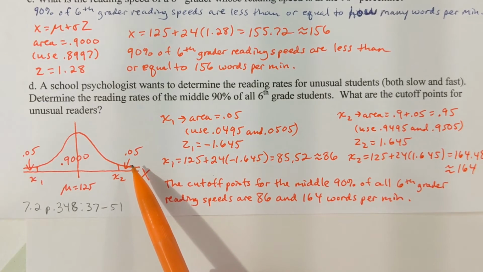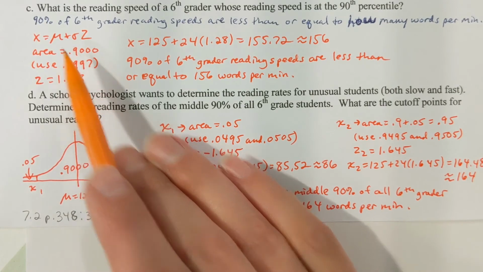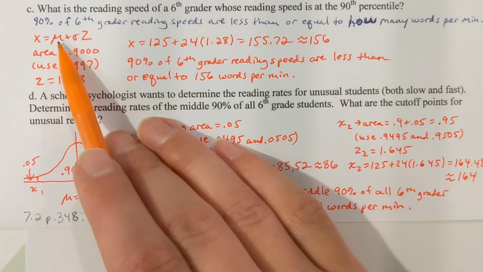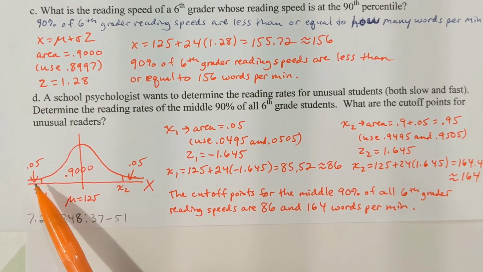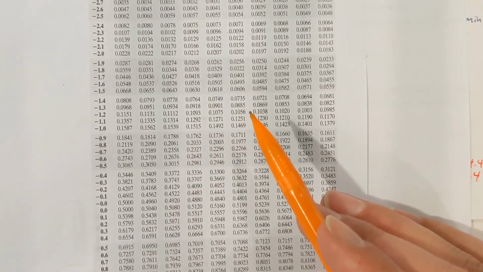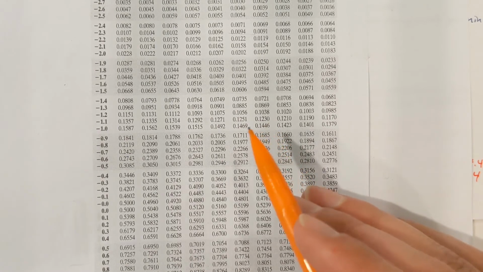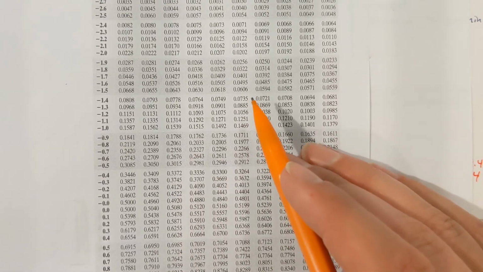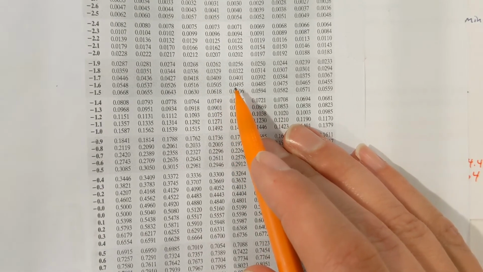To get x1, I'm using this formula here, but I got to get my z-score because I know mu and sigma. The area to the left of x1 is 0.05. And so 0.05 is not listed. Let's see here. We have 0.05. I don't see that. But looks like there's two numbers that are the same distance away from 0.05.